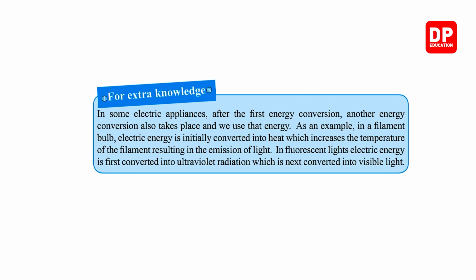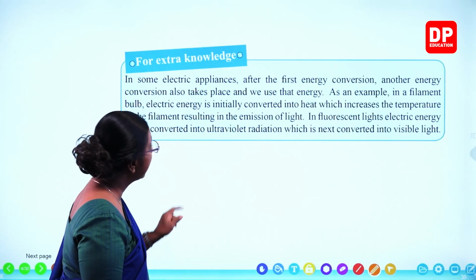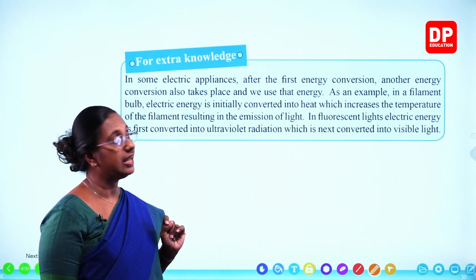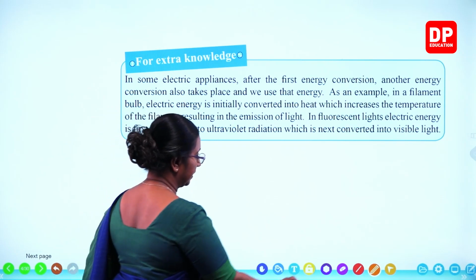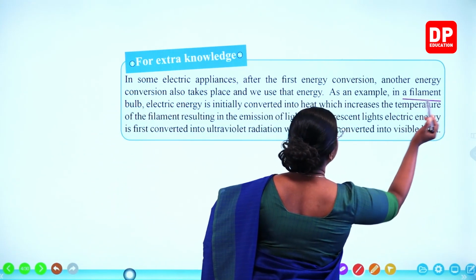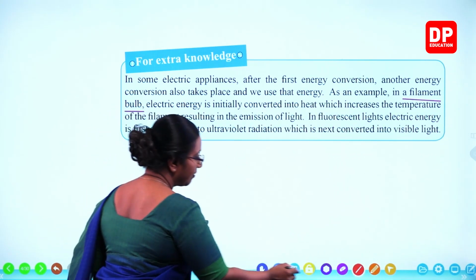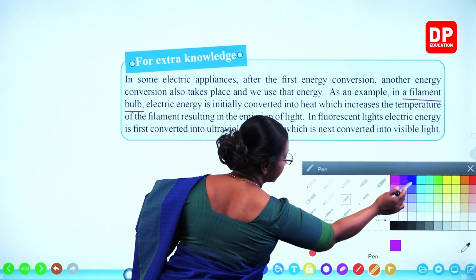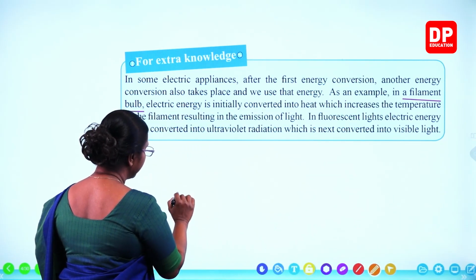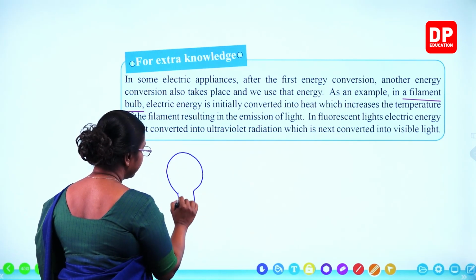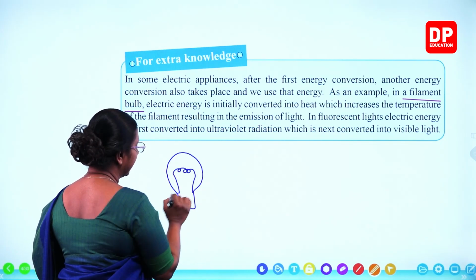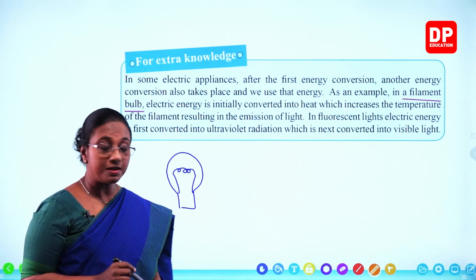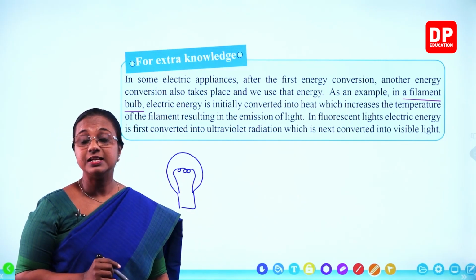For extra knowledge, in some electric appliances, after the first energy conversion, another energy conversion also takes place and we use that energy. So for example, in a filament bulb, you all are familiar with filament bulbs, no students? Yes. In a filament bulb, you would have seen it, there will be a filament like that. That is also known as a tungsten bulb because usually the filament is tungsten.